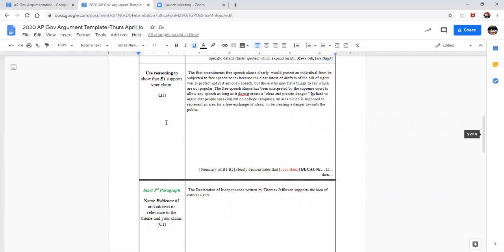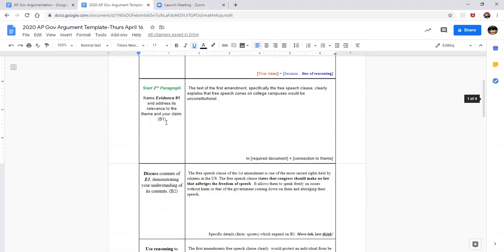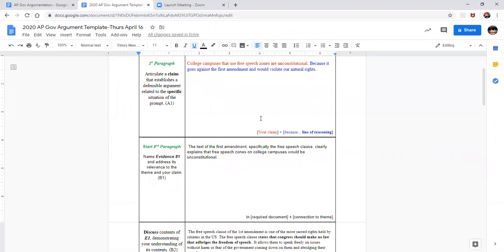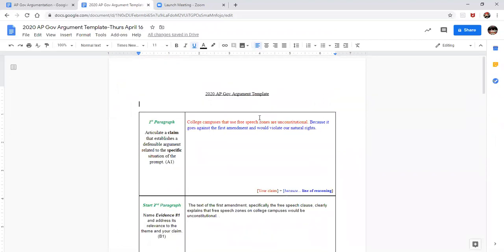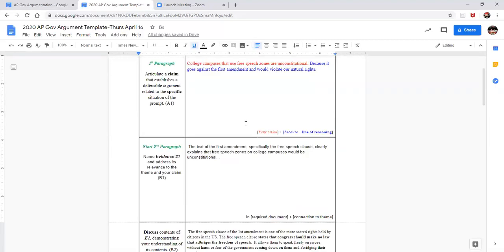I can't get my B2 or C2 or B3 or C3 points without a thesis statement. So it's very important that I have a thesis statement, and it's very important that my evidence relates to my thesis and my line of reasoning. If it doesn't, then it really doesn't serve any purpose.